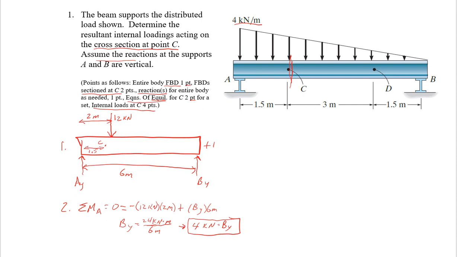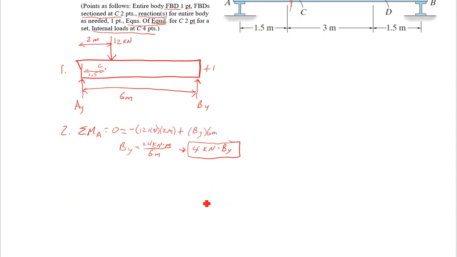And then the other equation we'll write here. Sum of the forces in Y equals 0. So we have negative 12 kilonewtons from our concentrated load plus 4 kilonewtons at B plus AY. Pull those to the other side: AY equals 8 kilonewtons. So either one of those will get us 1 point.